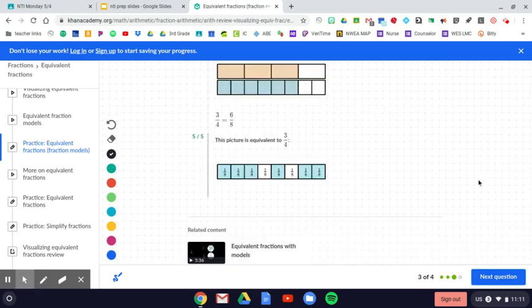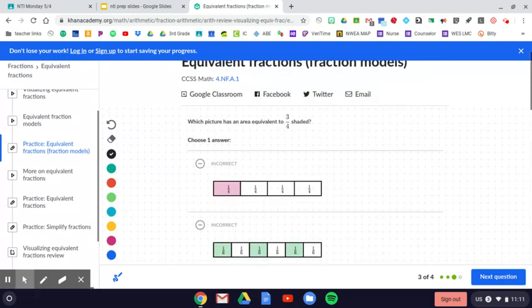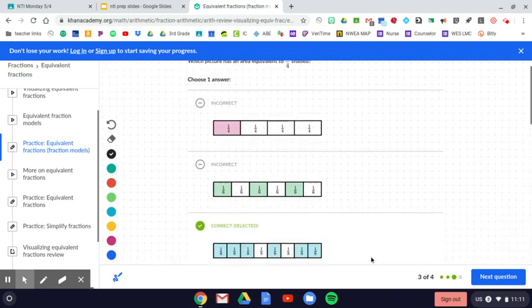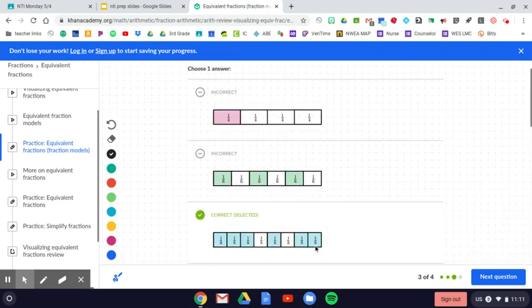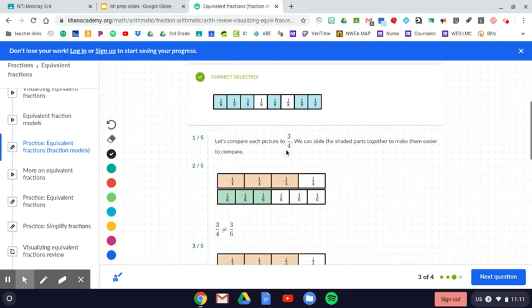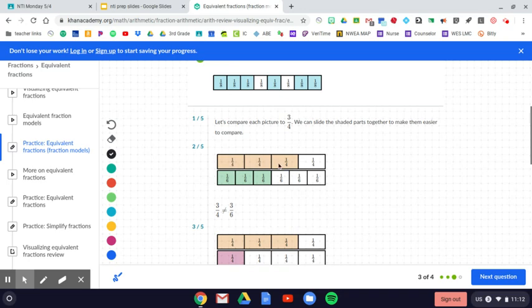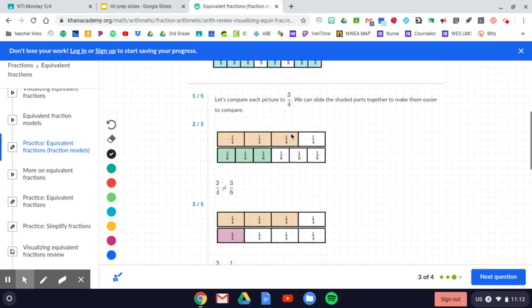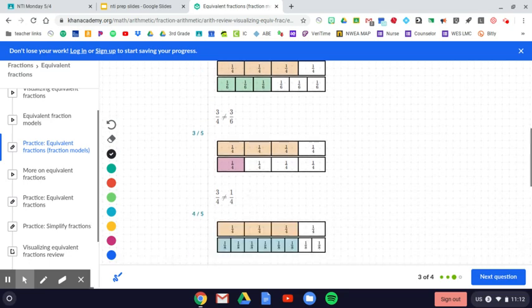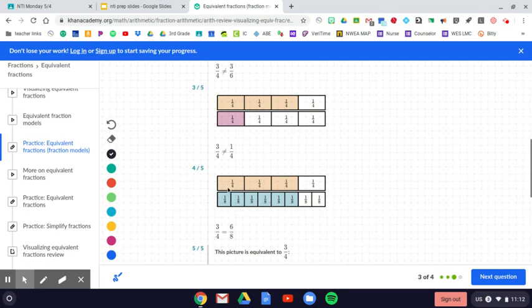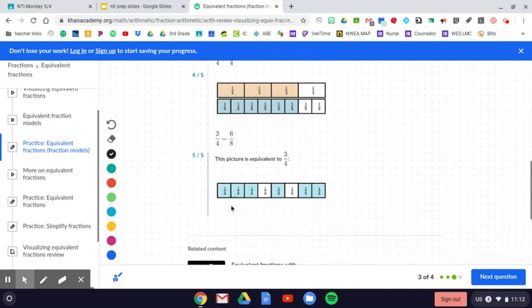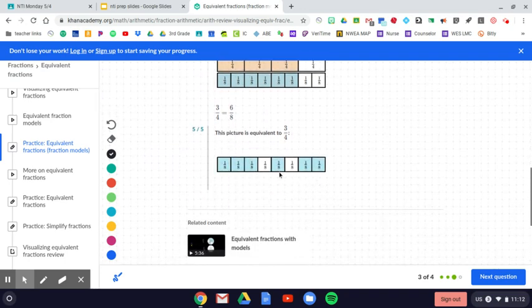Let's see if they agree. We have the correct answer that these eighths are equivalent to the 3/4 they asked. It says compare 3/4 to each picture. We can slide the shaded parts together. They're able to do this that I wasn't able to do on our question. But look how cool it is. 3/4 is not equal to 3/6 because the same amount is not shaded. 3/4 is not equivalent to 1/4. That just doesn't make any sense. But if they could rearrange it for you, 3/4 is equivalent to 6/8. They color in the same amount shaded. And this is what it looked like before. They just rearranged those numbers.